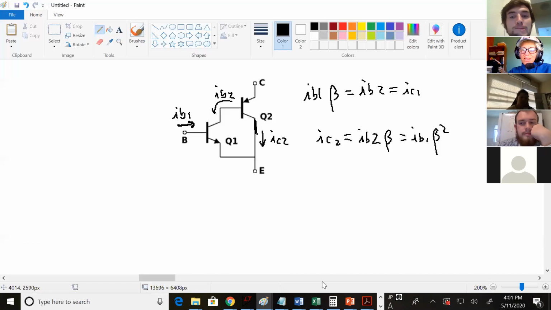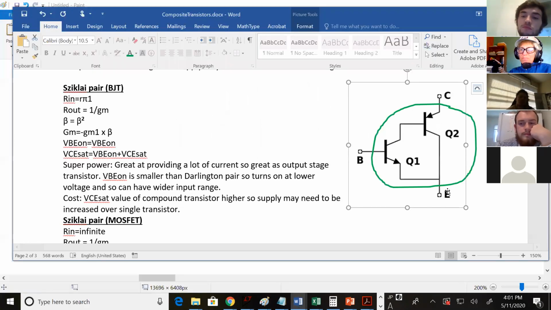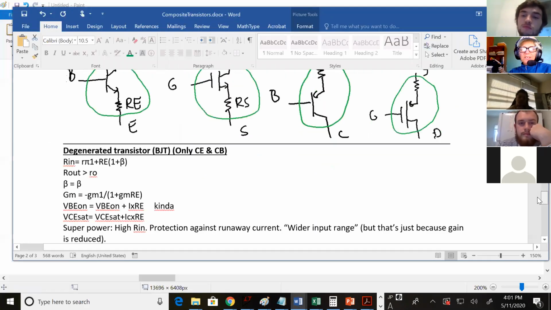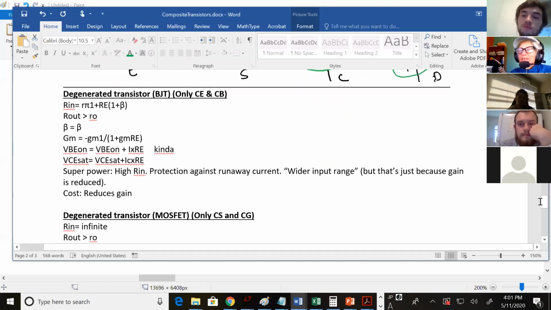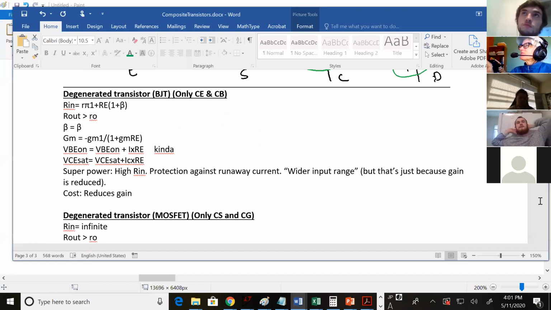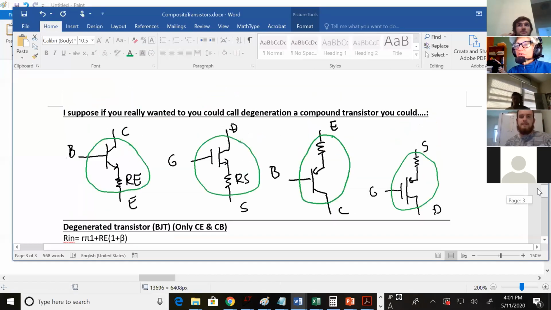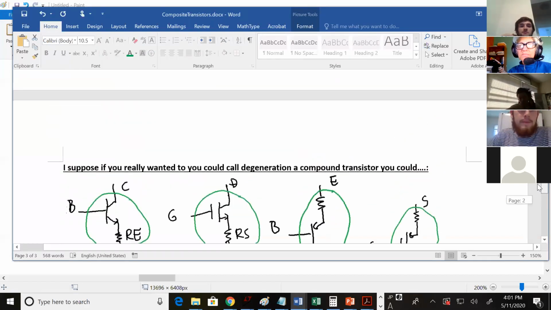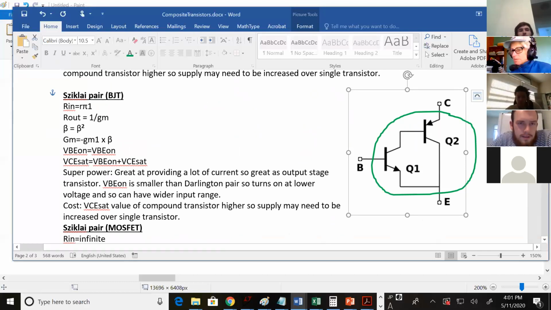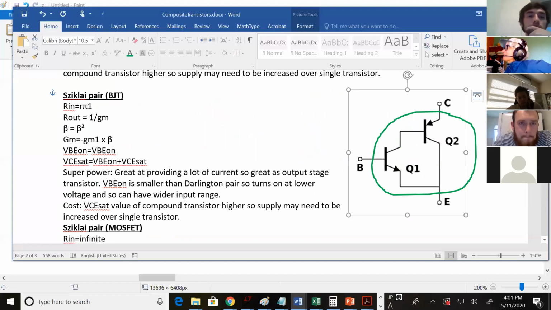On the handout, I kind of fudged. I put in a degenerated transistor, but really you can add degeneration to any one of these. Since you're treating it as just a regular transistor, below the emitter of any of these compound transistors you can throw in a resistor. So a degeneration transistor is really not a compound transistor, but I threw it in there anyway. But yeah, those four are the ones that we'll talk about in this class.